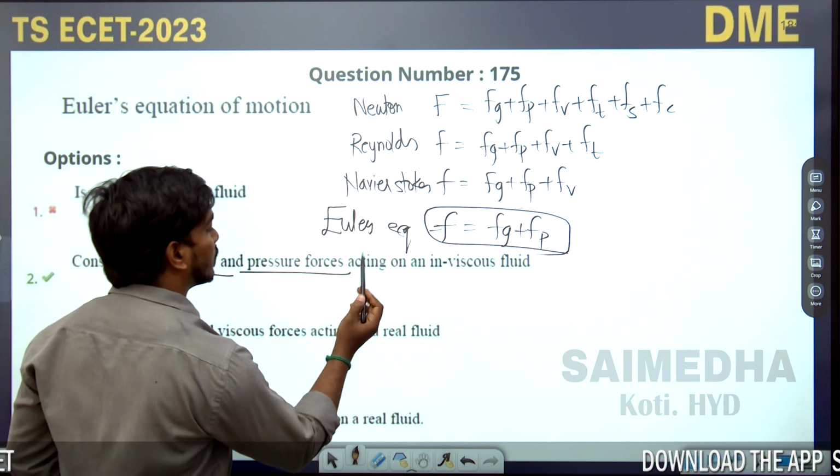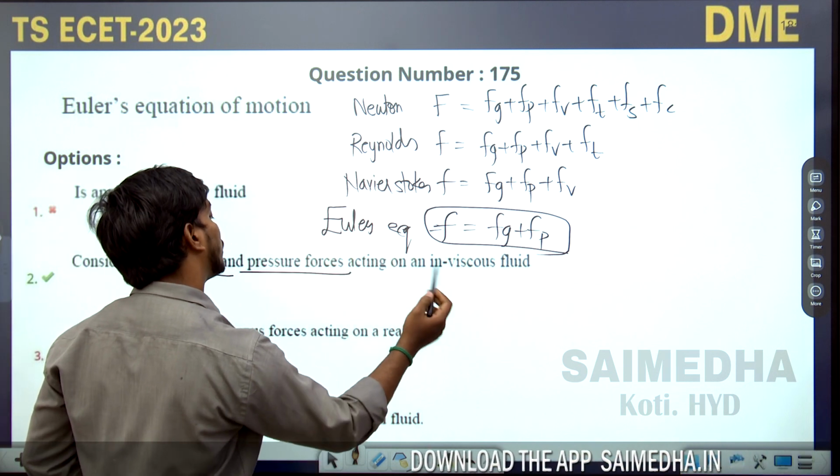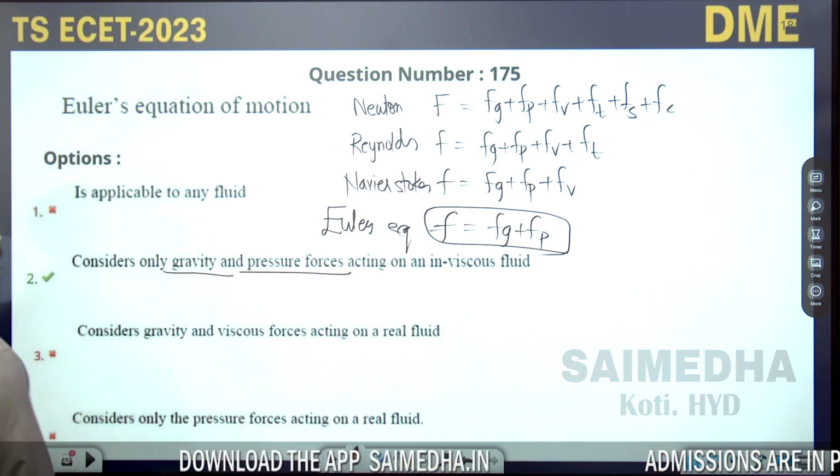Gravity, pressure forces acting on an inviscid fluid, అంటే non-viscous, viscosity equal to 0. So what is the correct answer?